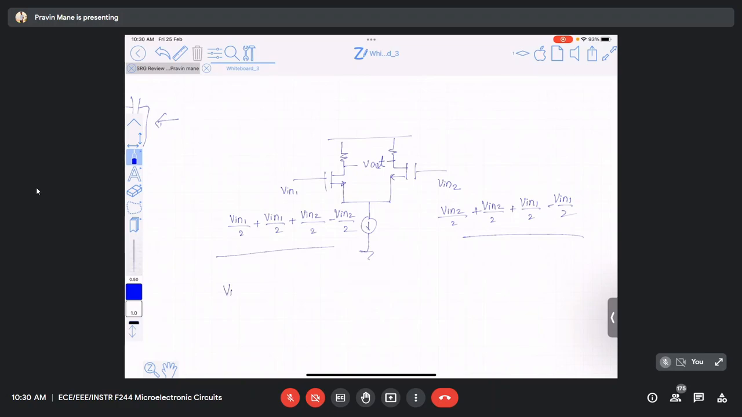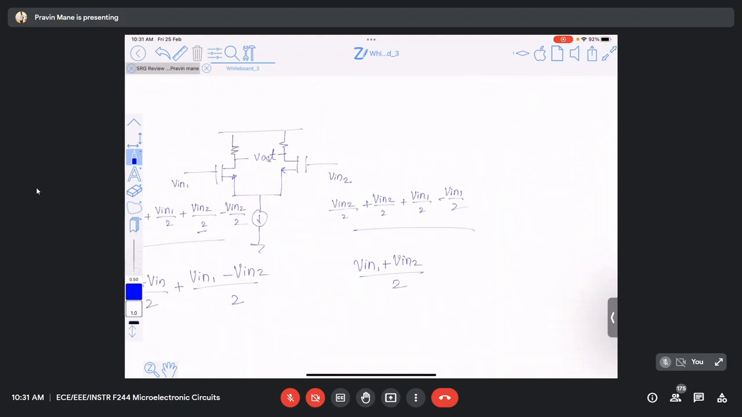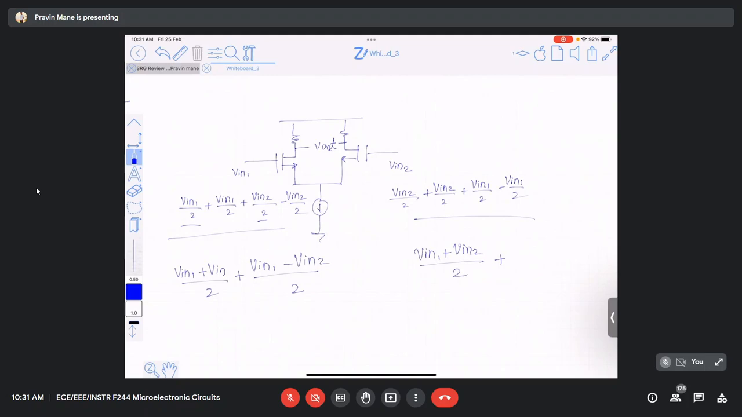Can I write it as (V_in1 + V_in2)/2 here? This is (V_in1 + V_in2)/2, right? Yes, sir. So this term and this term. So what is the other term here? (V_in1 - V_in2)/2 plus, here it is (V_in2 - V_in1)/2. Agree?